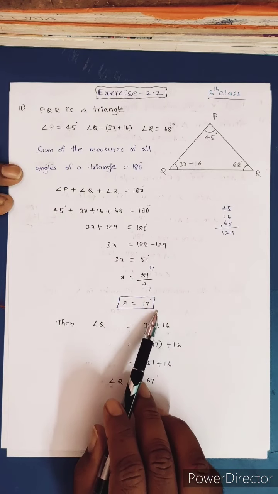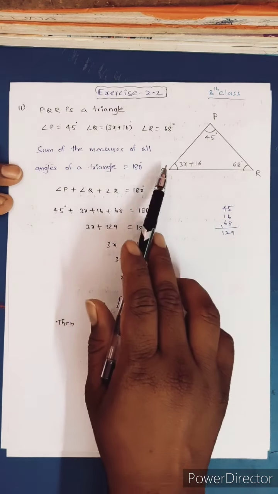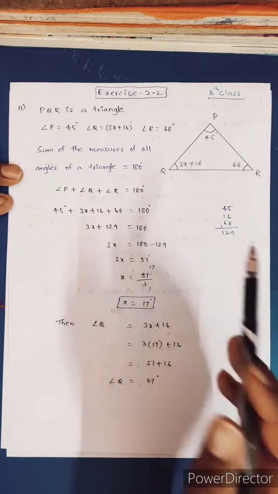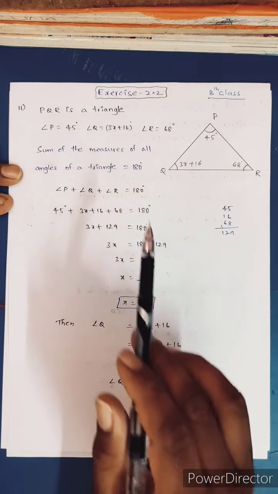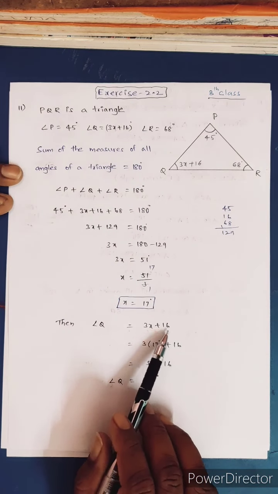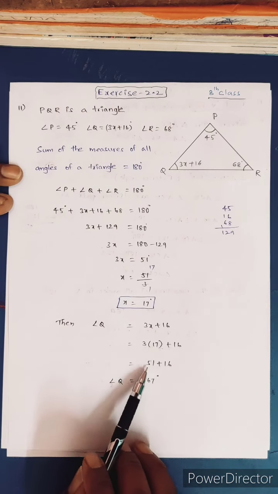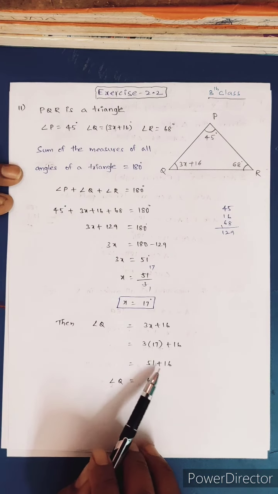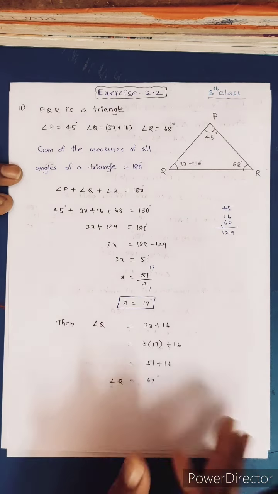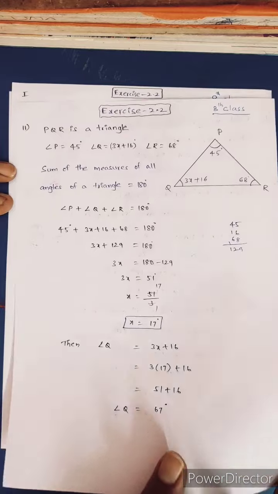The asked question is completed up to here. Now, to find angle Q, extra information: angle Q is 3x plus 16. Substitute the value of x, 17, plus 16. 3 17s are 51, plus 16 is 67. Angle Q is 67 degrees.